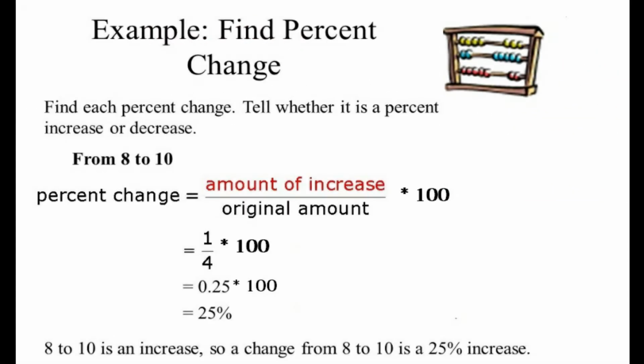Let's understand with the help of an example. Find each percent change, tell whether it is a percent increase or decrease. So from 8 to 10, how much percent is it increasing, right? The amount of increase will be in the numerator. So the amount of increase is 2, and the original value was 8, so 2 by 8, that means 1 by 4 into 100. So 1 by 4 is 0.25 in decimal form, into 100, that is 25%. So if 8 is increased to 10, then 25% is the percent increase.